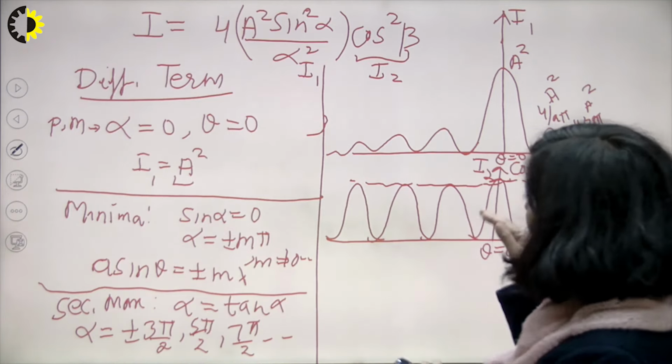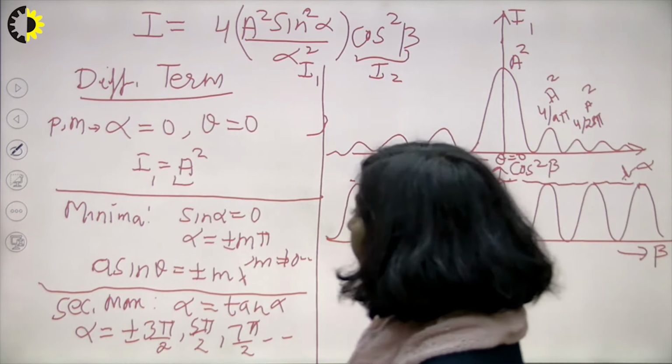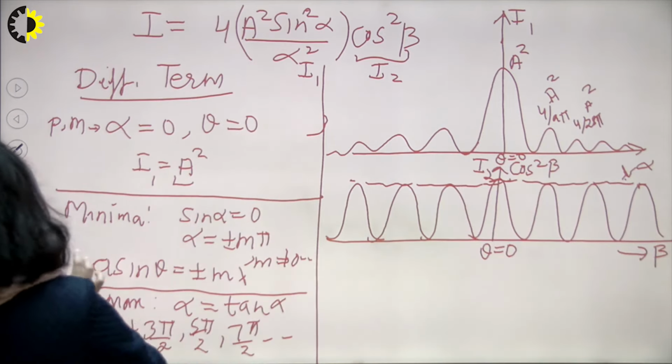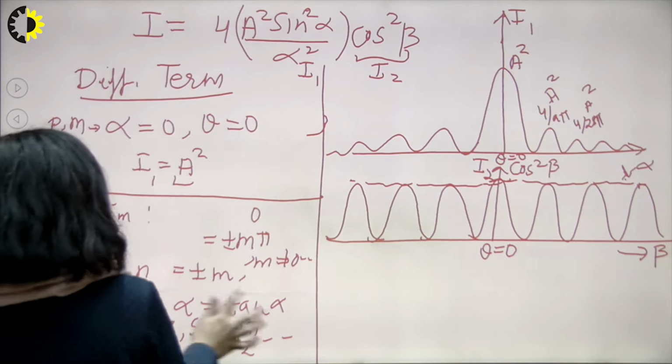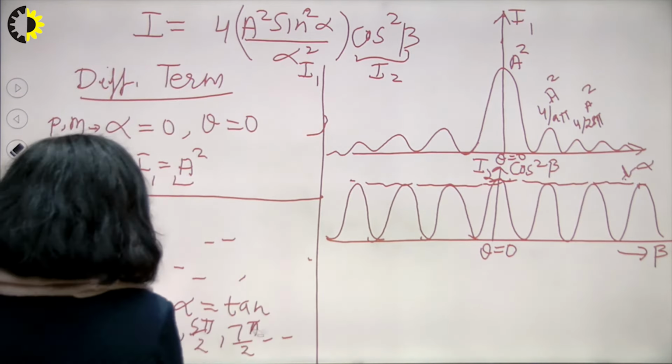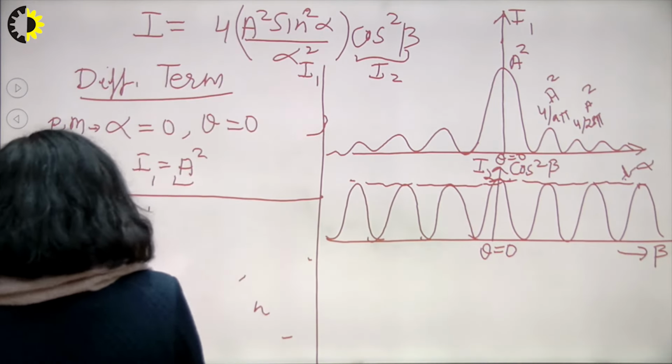So if you will combine these two, then what type of graph you are going to see? So that I will explain here. The combination of these two will be your diffraction pattern due to double slit. So just give me 1 minute to draw this graph.